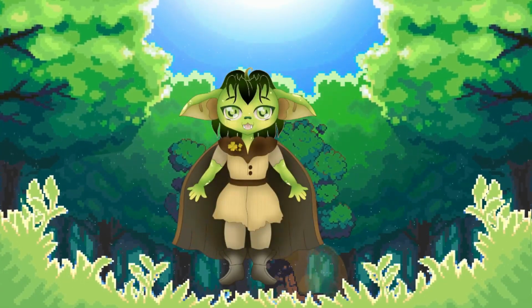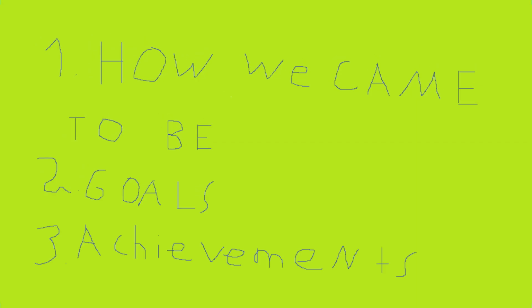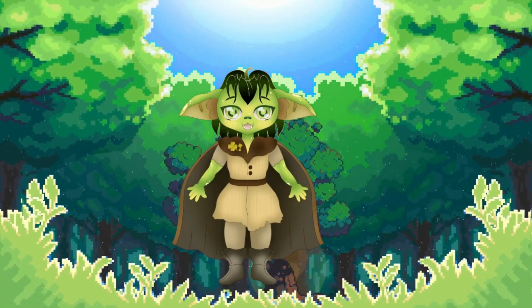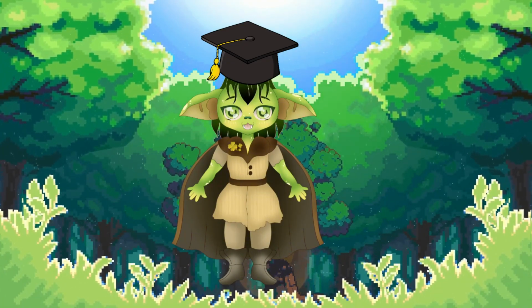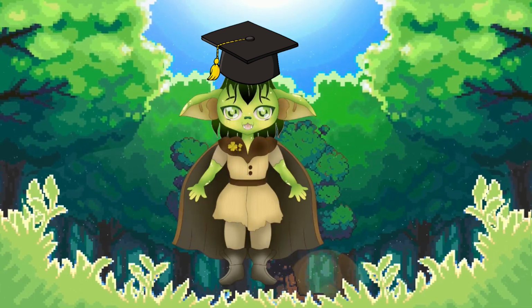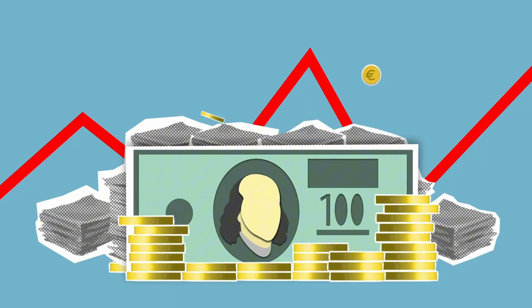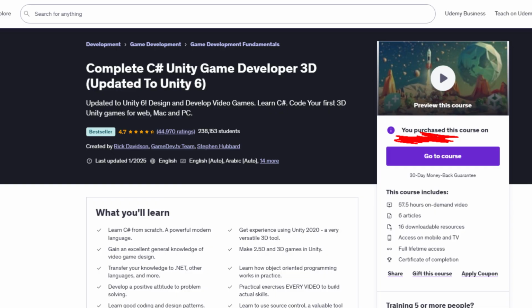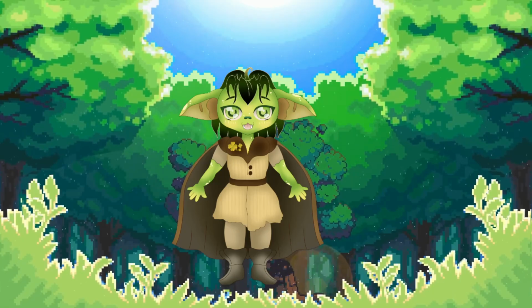I'll currently be talking about how we came to be, the current goals, and current achievements if we have any. Let's start off with the achievements. So, I finished college for computer programming, and I had a couple of jobs along the way, but currently the job market is too saturated and I do not have a job. So, what I decided to do is go through Udemy, find a simple course, and try working at it.